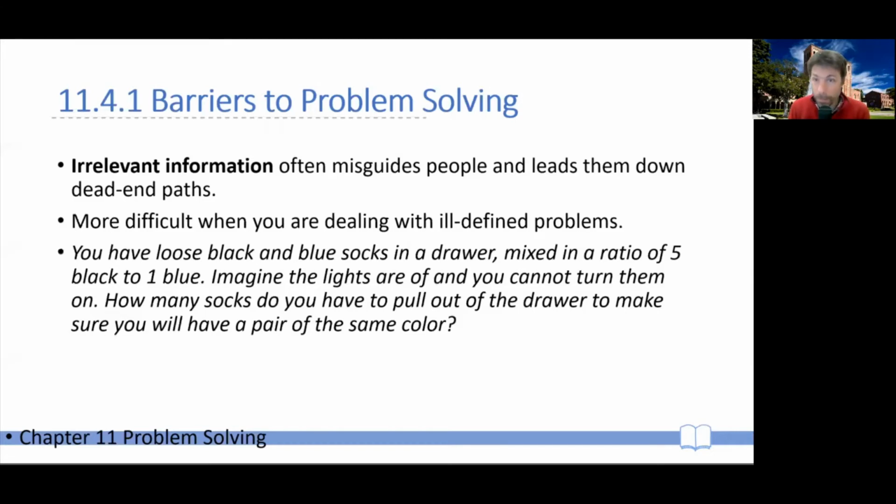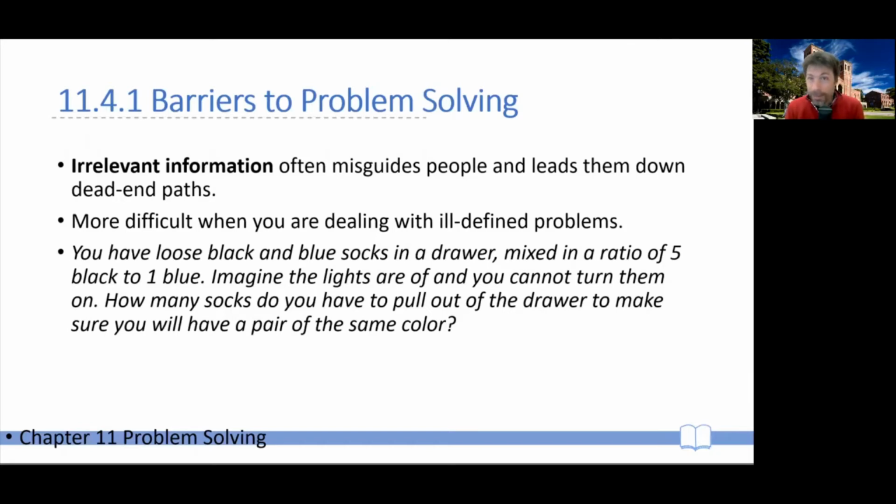Now, you might be tempted to start thinking about proportions and about probability, and every 6 socks, 5 will be black on average and 1 is blue. And so there's every 1 to 5, et cetera. And you might be tempted to start this kind of calculation, which is unlikely to be particularly helpful.